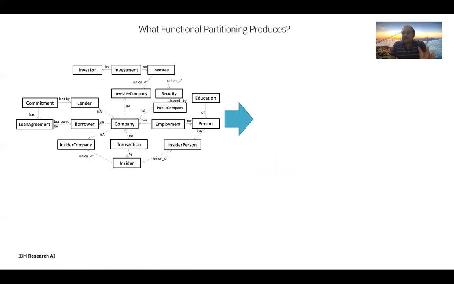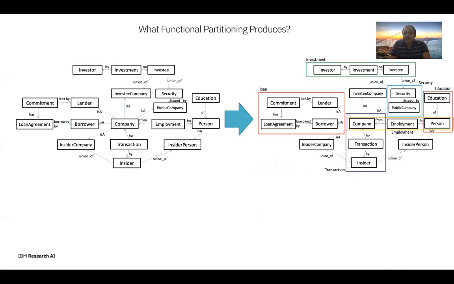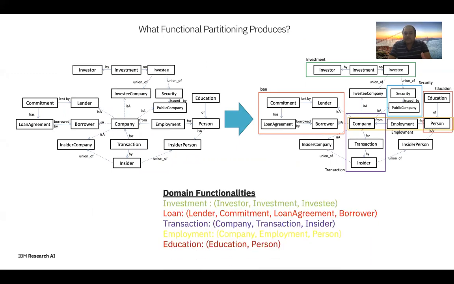So this is a sample finance ontology snapshot, and once we apply functional partitioning to it, you really see the different components come out. There is a component for investment, considering the concepts investor, investment, investee. There is a different component for loan with concepts lender, borrower, loan agreement, commitment, and so on. So all the different domain functionalities get partitioned into different components.